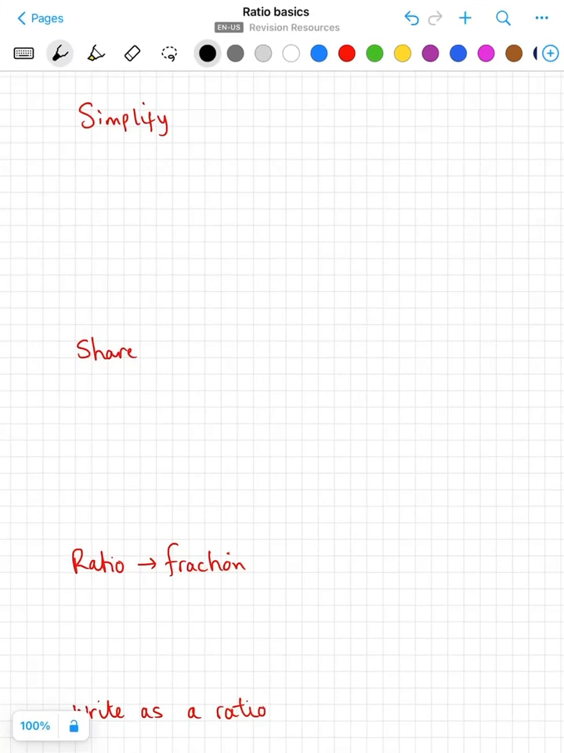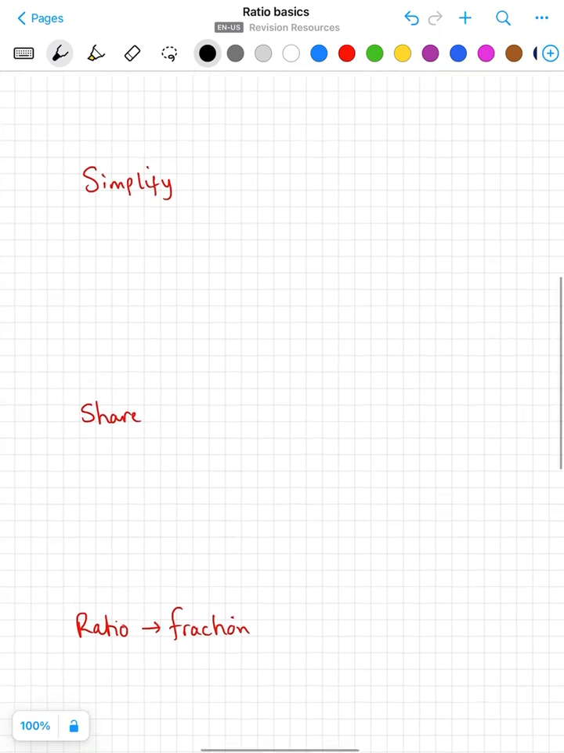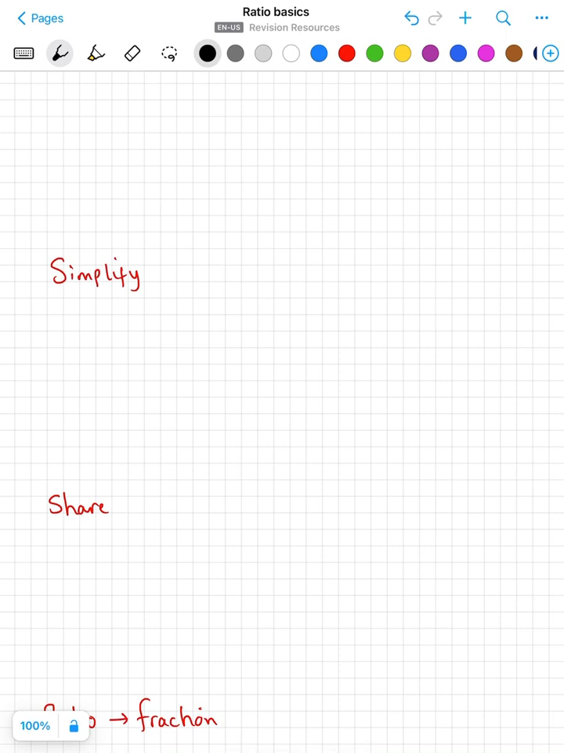Ratio basics. Think of ratios as shares. Now, I tend to think of ratios as an example.